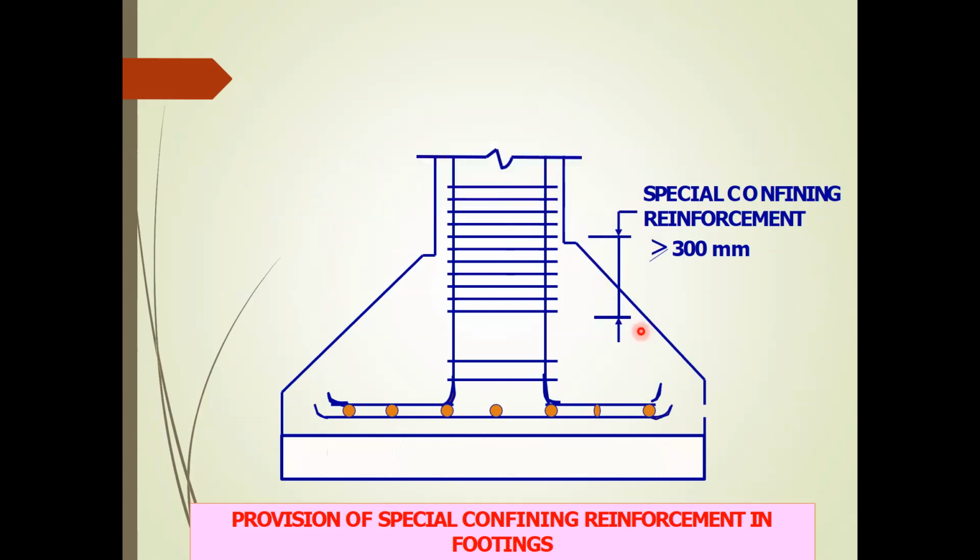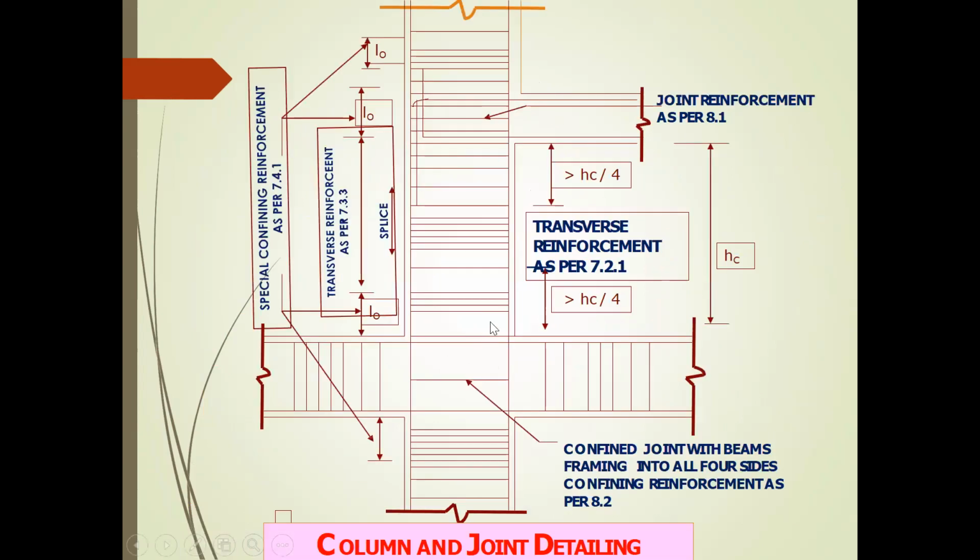Here, special confining reinforcement. See, this is what is called special confining. It should be minimum 300 mm. Okay. Here I have shown you the entire column beam joint, how the splicing has to be provided, transfer of reinforcement, special confining reinforcement, confined joint with the beams framing in on all sides, etc. Everything has been shown in this. This is as per IS 13920.